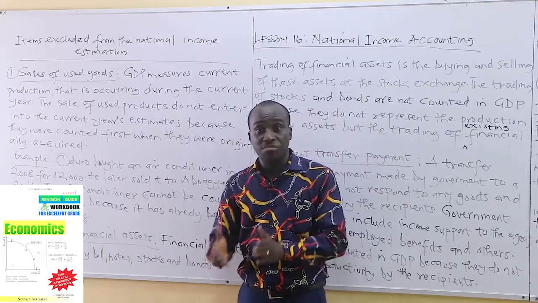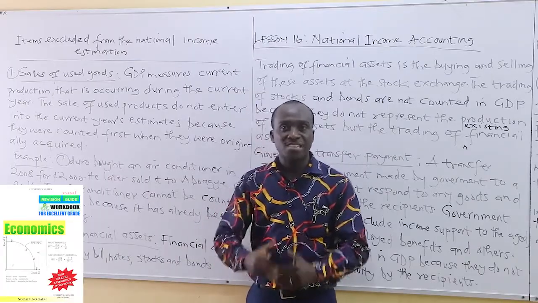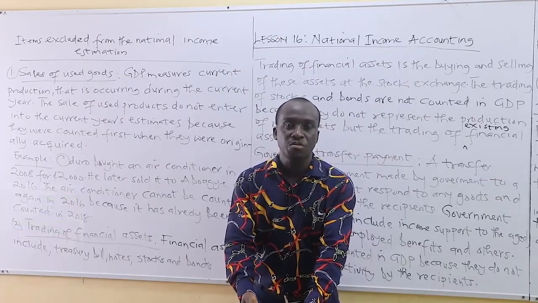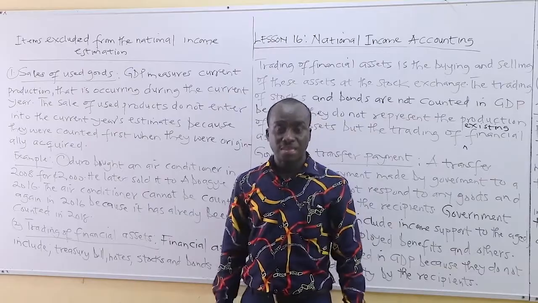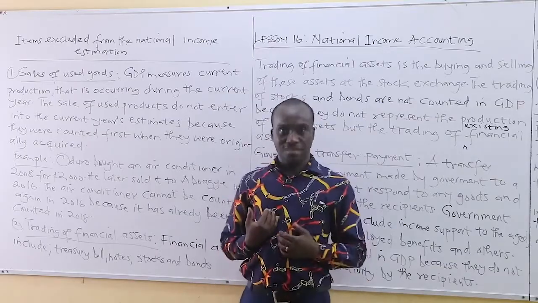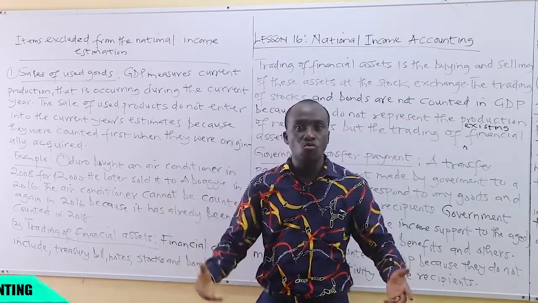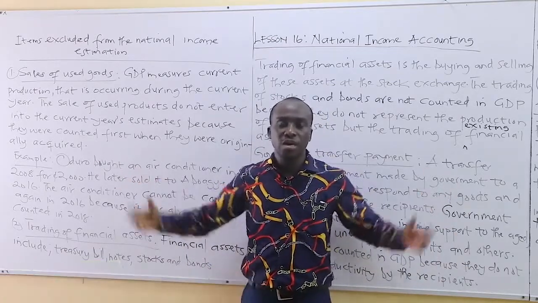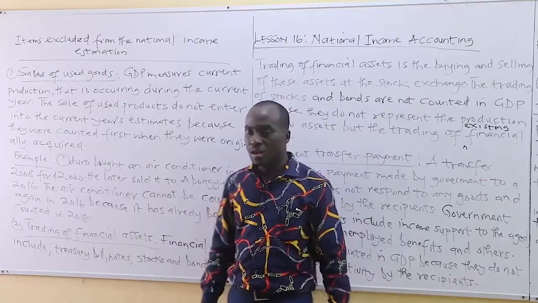Treasury bills are for the short term, 3 months, 6 months. When you buy for 6 months, when the 6 months are up, they will pay you interest, whether it's 10% or 15%. After that, they give you back your money. So if you have idle money, don't just put it in your account. Go to a commercial bank, go to Stanbic, go to ADB, and buy a treasury bill with it.